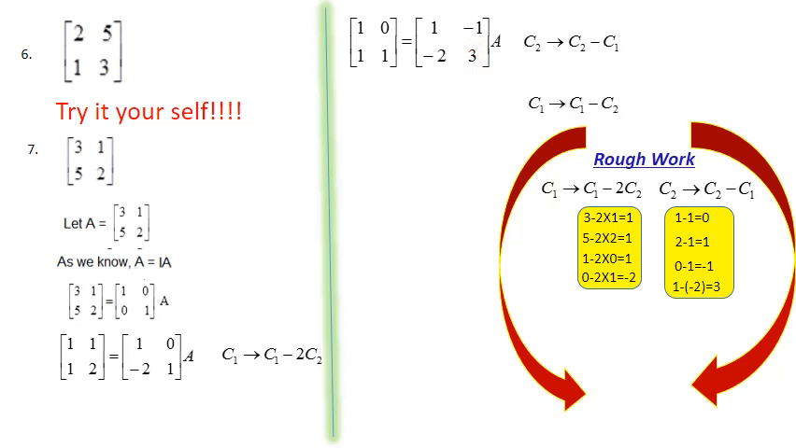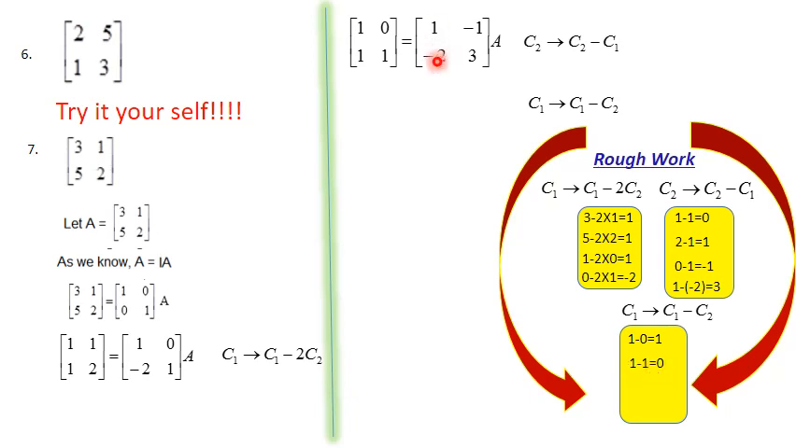Now we have to go for the next operation, that is C1 changes to C1 minus C2. That means we have to apply this operation on C1. C1 means the first column will change. So when you take C1 minus C2, that is 1 minus 0, which is 1. Next is 1 minus 1, that is 0.